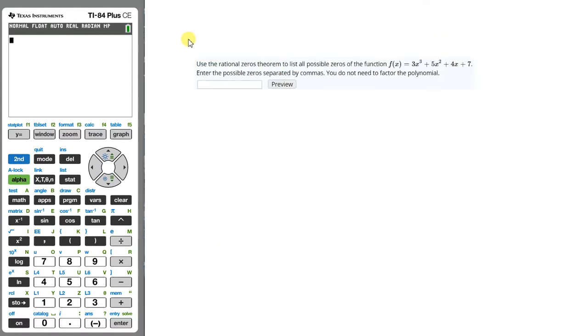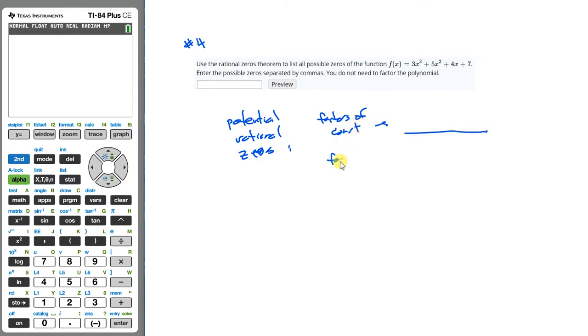Actually, let's just quickly do problem number 4 in the homework. Number 4 is just one more example of a rational zero question. So in this case, my potential rational zeros are going to be factors of the constant term divided by factors of the leading coefficient. I'll write LC for leading coefficient. So my constant term is 7.